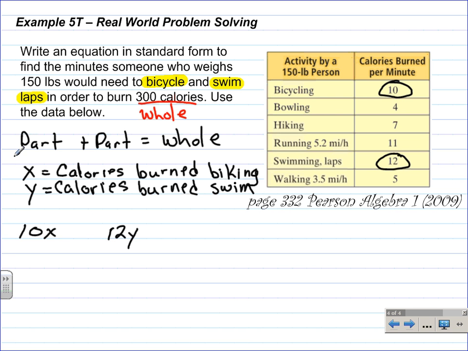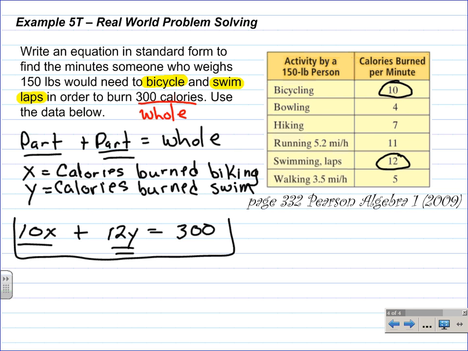And these are our two parts. The first part being the calories burned while biking, and the second part being the calories burned while swimming. If we add those two together, that will be equal to the whole or the total calories we want to burn. So there's writing an equation in standard form, ax plus by is equal to c.